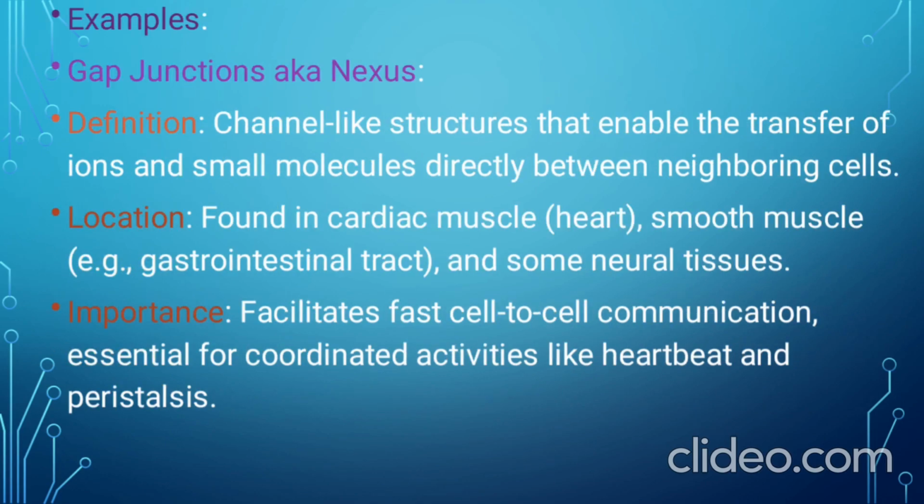An example of communicating junction is gap junction. It's also known as nexus, and it's a channel-like structure that enables the transfer of ions and small molecules directly between neighboring cells. One cell can transport small molecules and ions into the neighboring cells. You can find it in cardiac muscle, smooth muscle, and neural tissue. The reason for this is that it facilitates fast cell-to-cell communication. If a heartbeat wants to occur, each cell of the cardiac muscle can communicate within a very short period of time. The same thing in peristalsis: the smooth muscle cells can communicate within a short period of time.